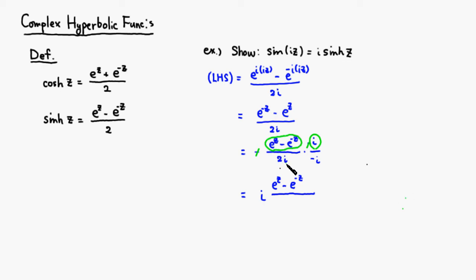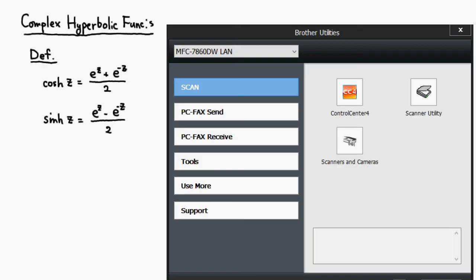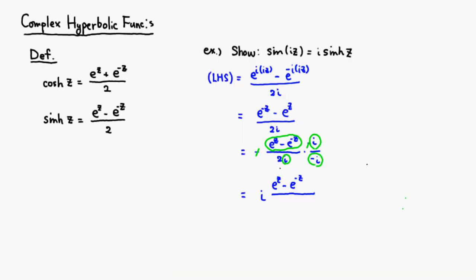And you can see that i times negative i is negative i squared, which is negative negative 1, which is 1. Oops, sorry. So it's going to be just positive 1. So you just get 2 there. So that's this part right here.